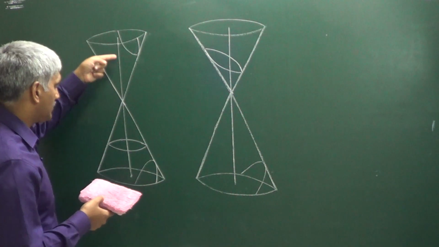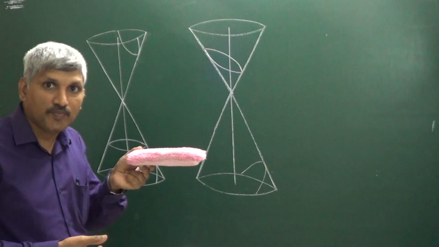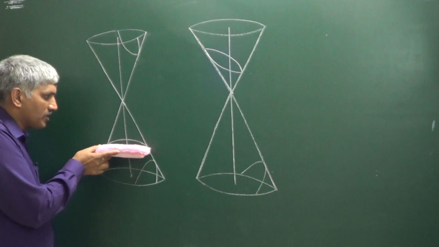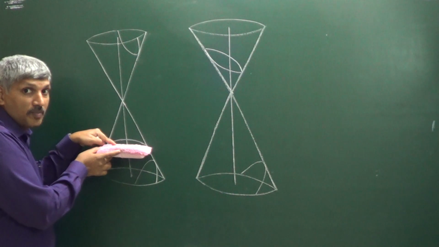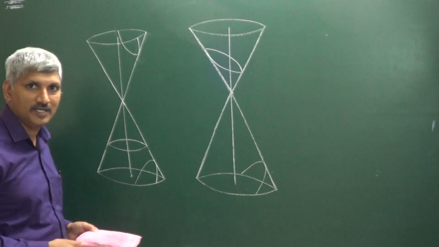This is the axis of the cone. Let us imagine this is a plane. A plane is cut by this cone. In such a way that this axis is perpendicular to the plane, in that case the cross section we get is a circle.